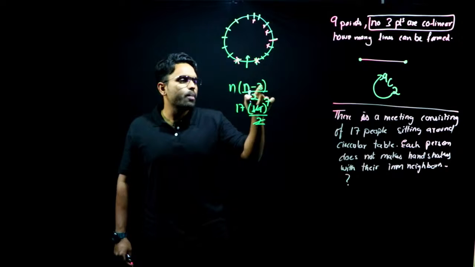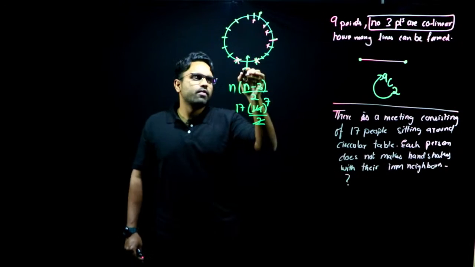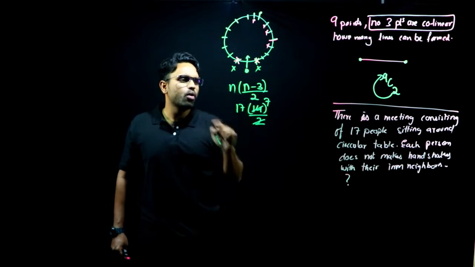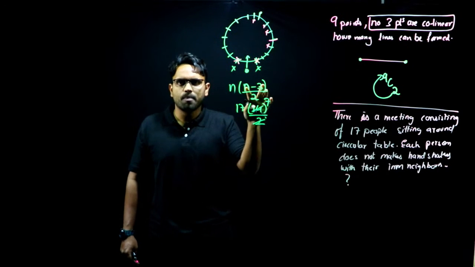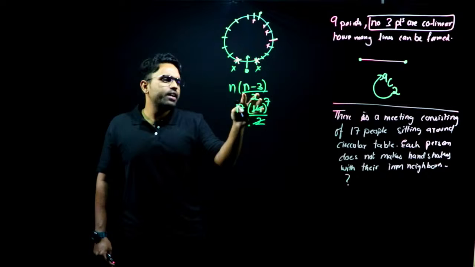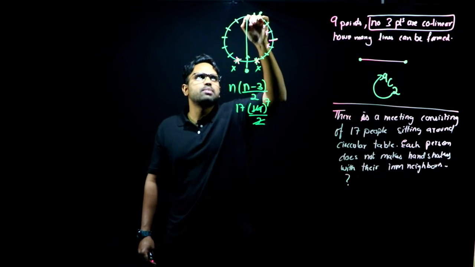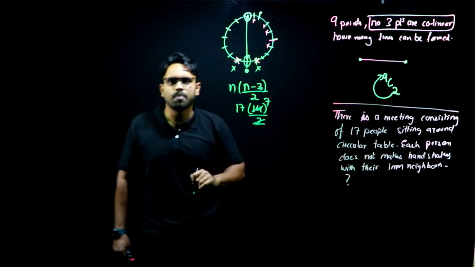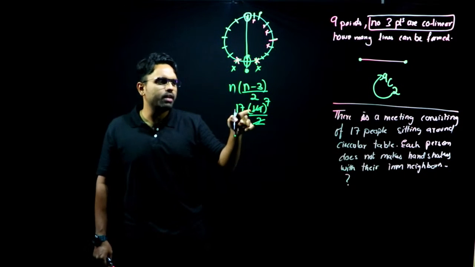So here, how many people can he not make handshakes with? The first one is he himself and his immediate neighbors, 2. So I have to remove n-3, total number of people minus 3. Now, I have to divide it by 2 because he making a handshake with this person is the same as this person making a handshake with him. So there will be a repetition. How do I remove it? I remove it by dividing by 2.